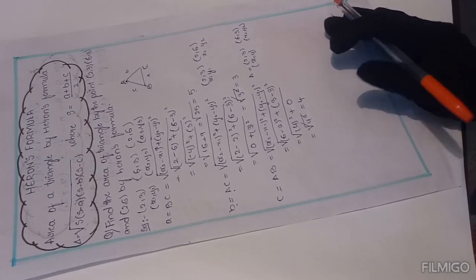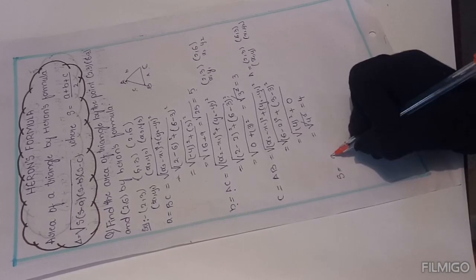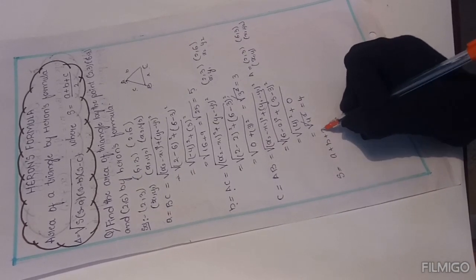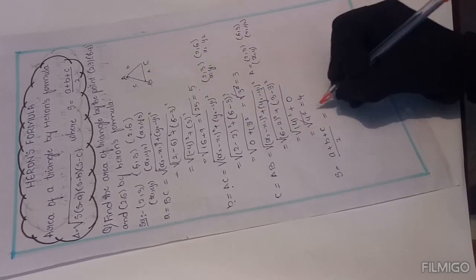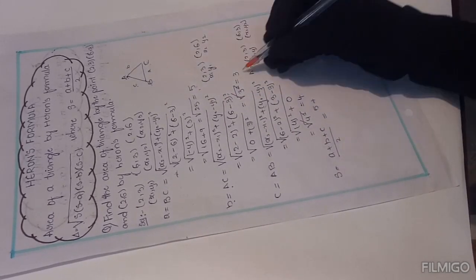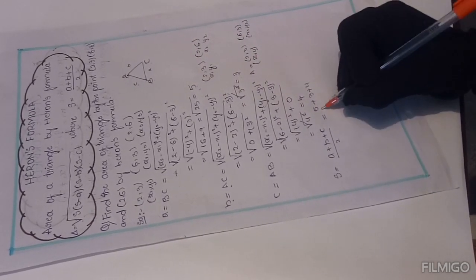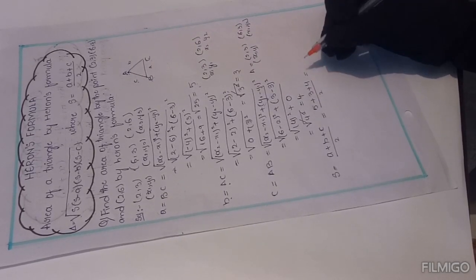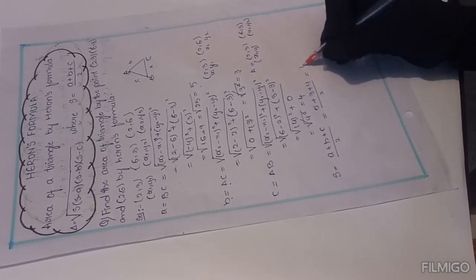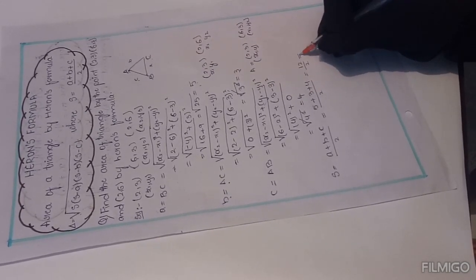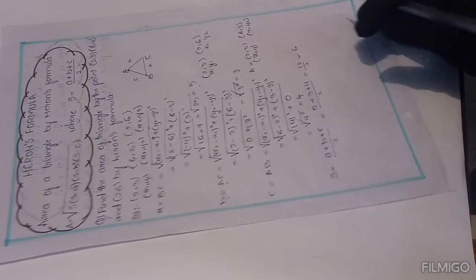Now to find the S we have a formula, S is equal to (A plus B plus C) by 2. The value of A is 5 plus the value of B is 3 plus the value of C is 4, by 2. 5 plus 3 plus 4 is equal to 12 by 2. If we divide 12 by 2 we get 6. Hence the value of S is equal to 6.